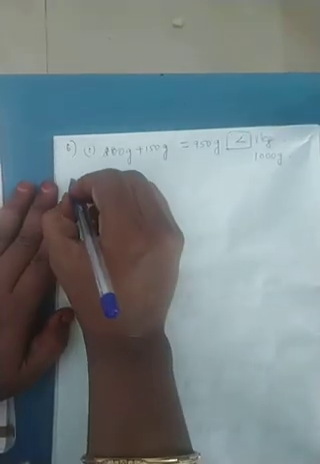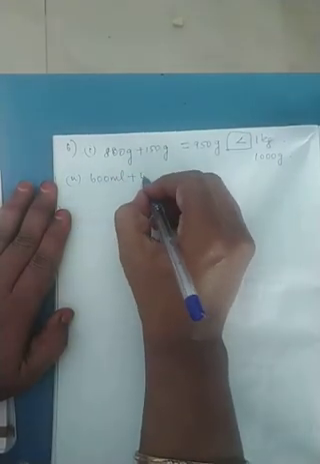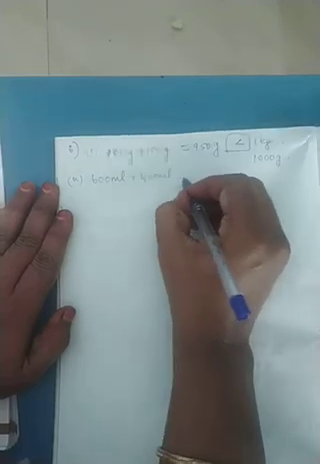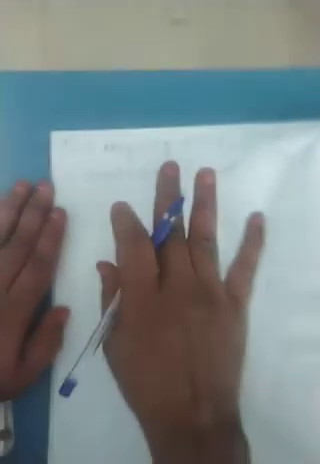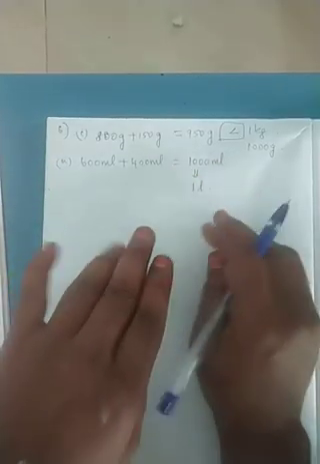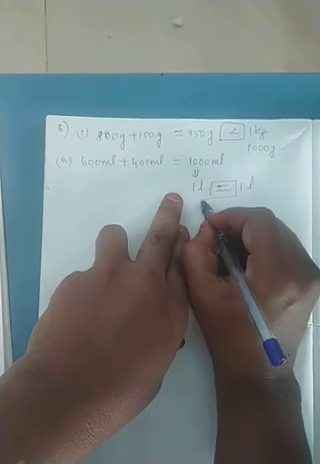Okay, now coming to the second one, 600 milliliter plus 400 milliliter means what? That is 1000 milliliter. 1000 milliliter means what? It is equal to 1 liter. We know, is it not? 1000 milliliter is equal to 1 liter. So this will be equal to 1 liter on the right hand side.